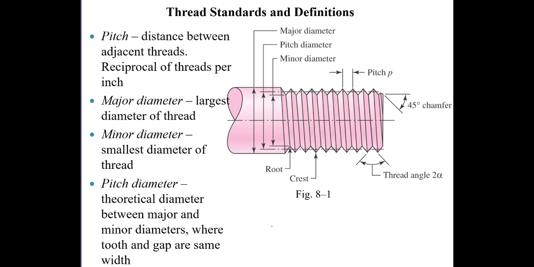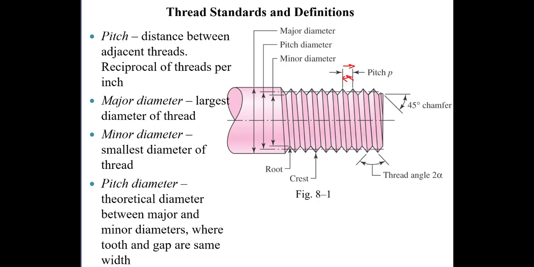The pitch is the distance between two adjacent threads. And if there is only one thread running down the axis of the bolt, then for each turn of the bolt, you advance by an amount equal to the pitch. Now, it's given a separate name. It's called the lead. The lead is how far you move forward for each full turn of the bolt or the nut.